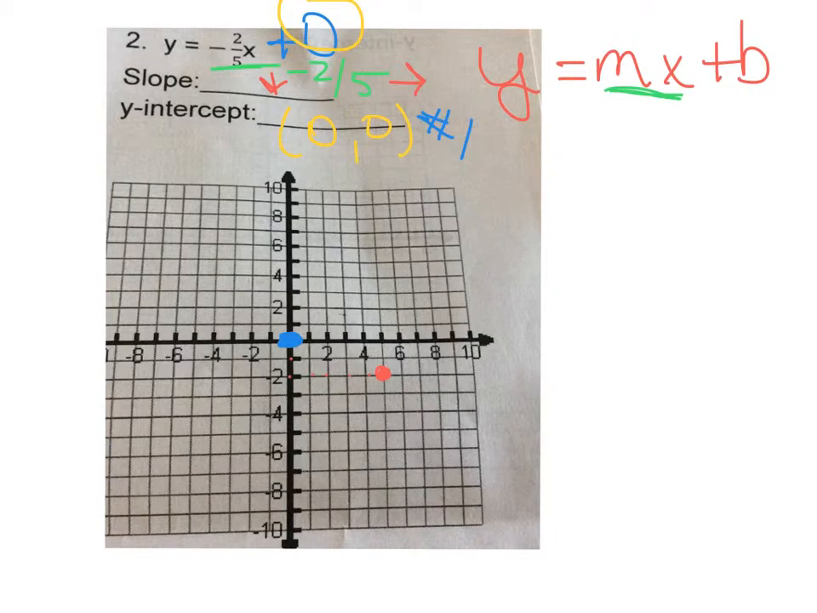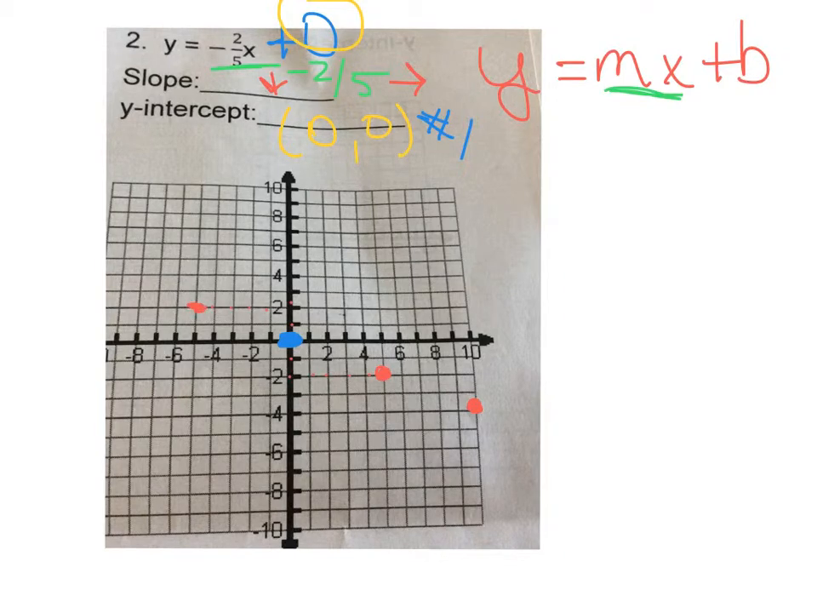So down 2 from the red. 1, 2, 3, 4, 5. Here's my third point on my line, and I want 5. So I'm going to go back to my blue point, and instead of down 2 and right 5, that's the same as going up 2, left 5.